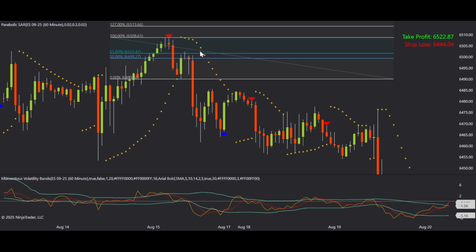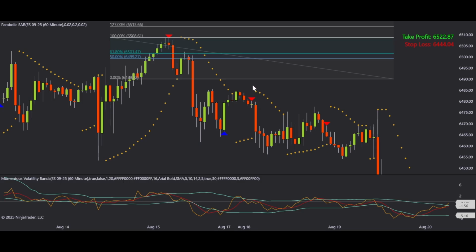But there's nothing here. Sure, we do see the momentum volatility bands print a signal here, but it's also conflicting with the parabolic SAR at the moment. So just in my opinion, there's just not enough information yet to see which way it's going to go from here, at least after this consolidation phase.